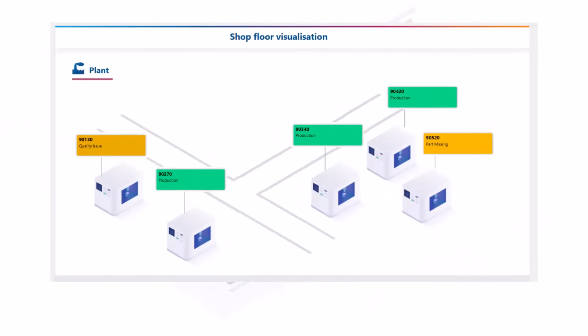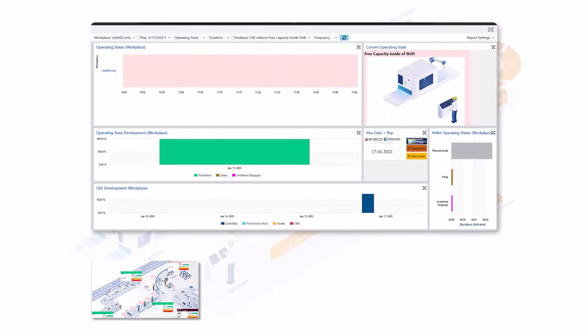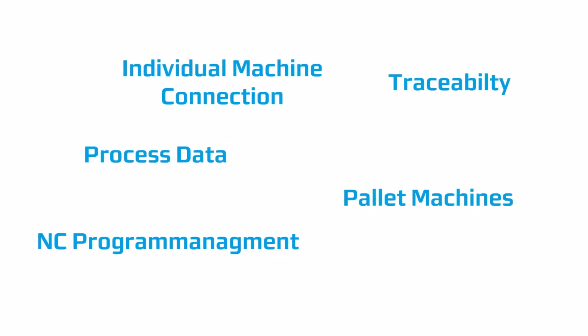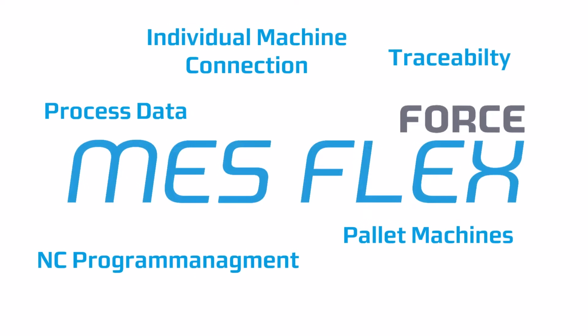Both packages are rounded off with perfectly matched dashboards and visualizations. Both packages provide a visualization of your machine park including hall layout and the dashboard template operating state development, and additionally the dashboard template quality. If you need more functions such as process data, personnel times or track and trace functionalities, you can upgrade your MES LITE installation to MES Flex at any time.